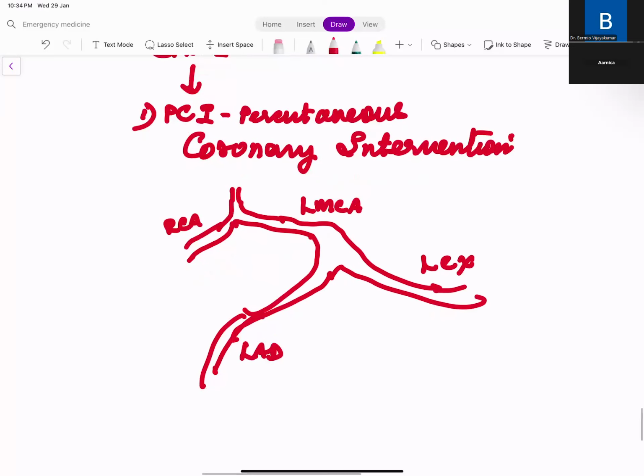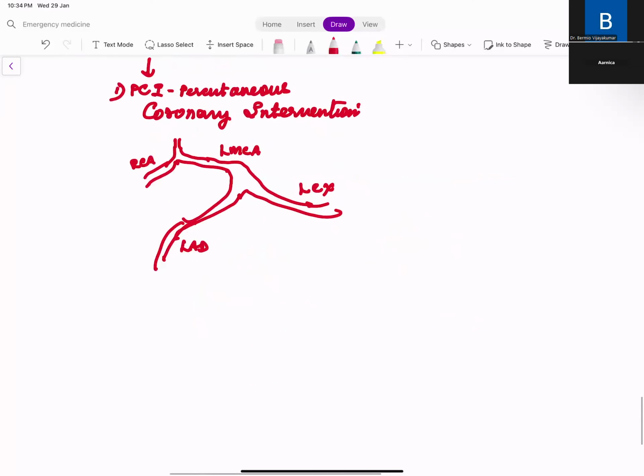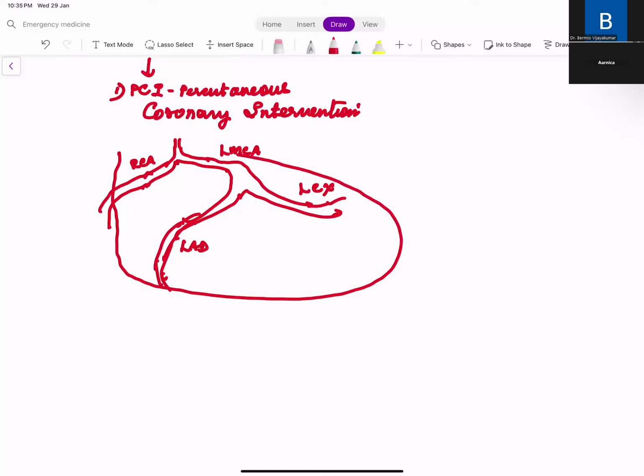I'm not going to tell you which part each supplies now. So just understand that the main coronary artery divides into the right coronary artery and left main coronary artery. Left main coronary artery divides into left anterior descending and left circumflex. Just one thing which you have to remember is the right ventricle. So assume that this is the heart. Okay, so this will be the right ventricle. This is the interventricular septum, IVS. So the right ventricle is supplied by the right coronary artery.